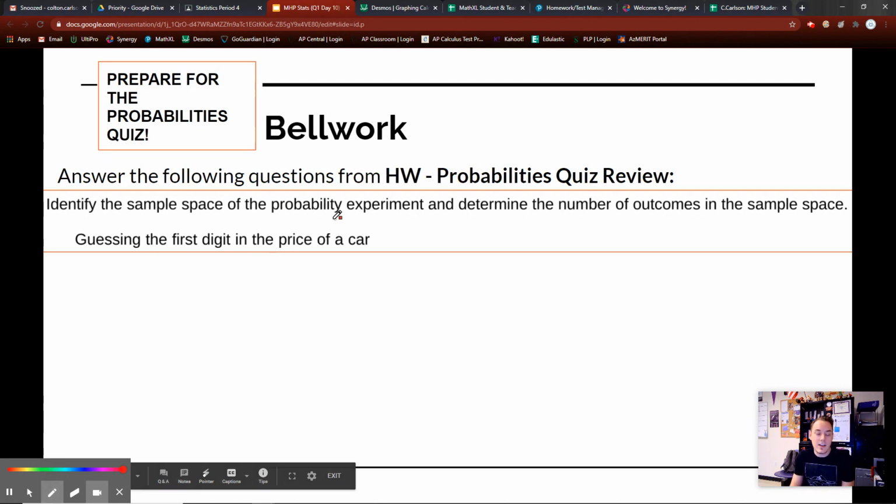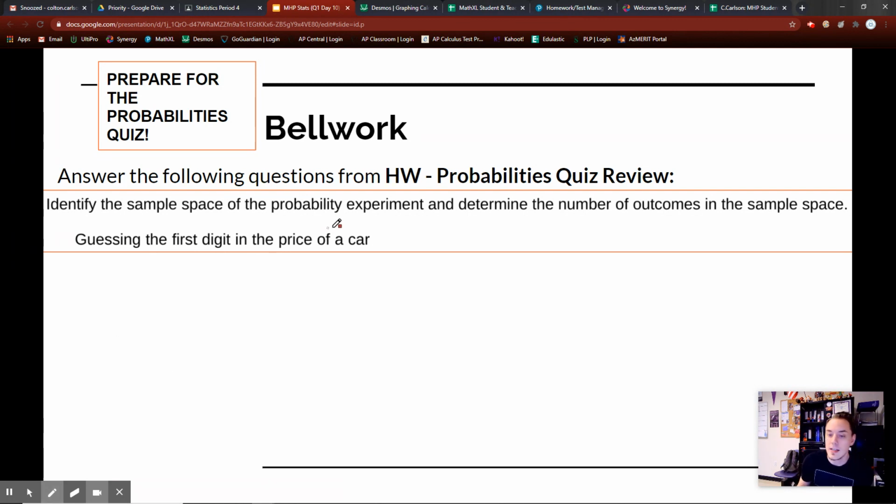All right, so identify the sample space of a probability experiment and determine the number of outcomes in the sample space. You want to find guessing the first digit of a car. I one time had a student ask, how am I supposed to know what the first digit of a car is?